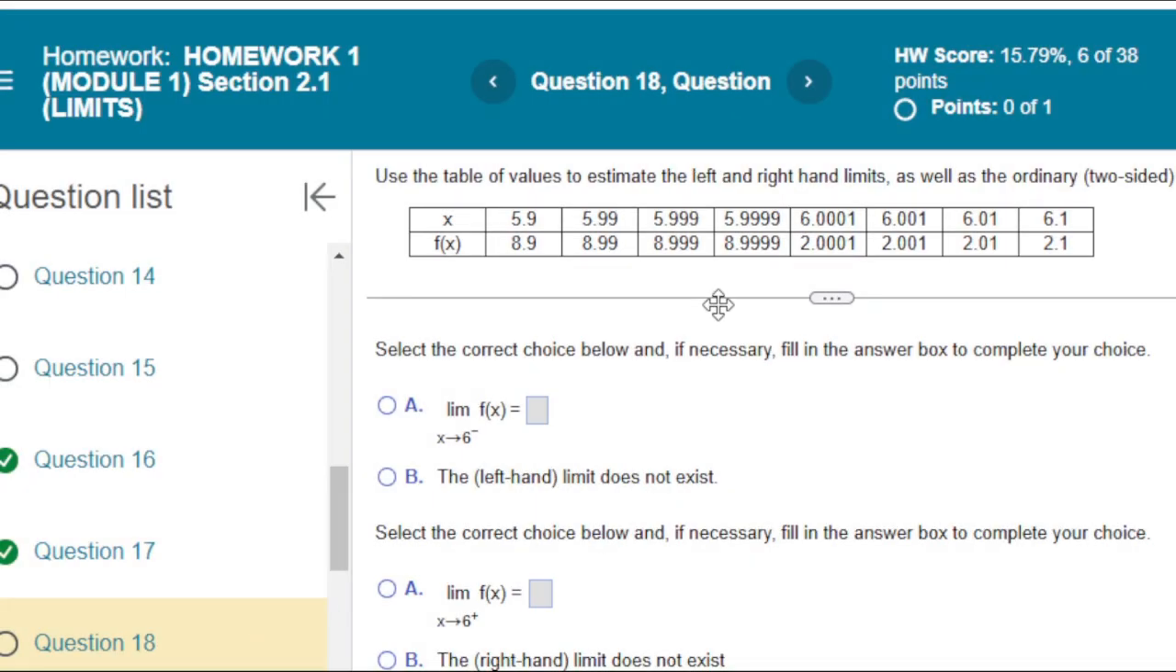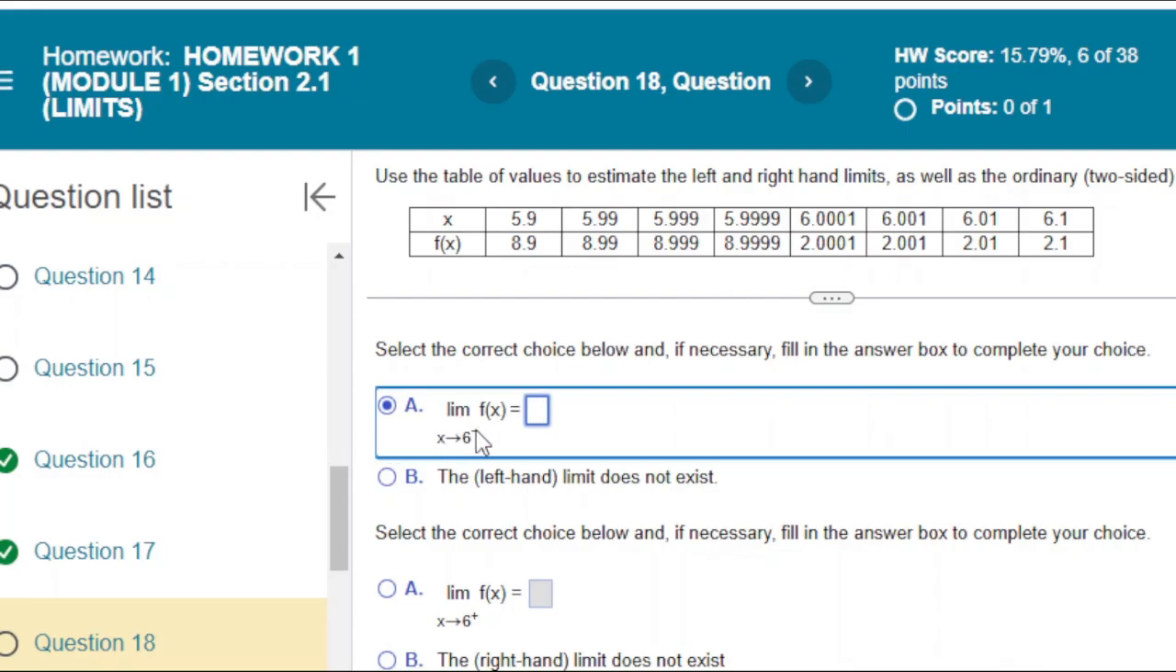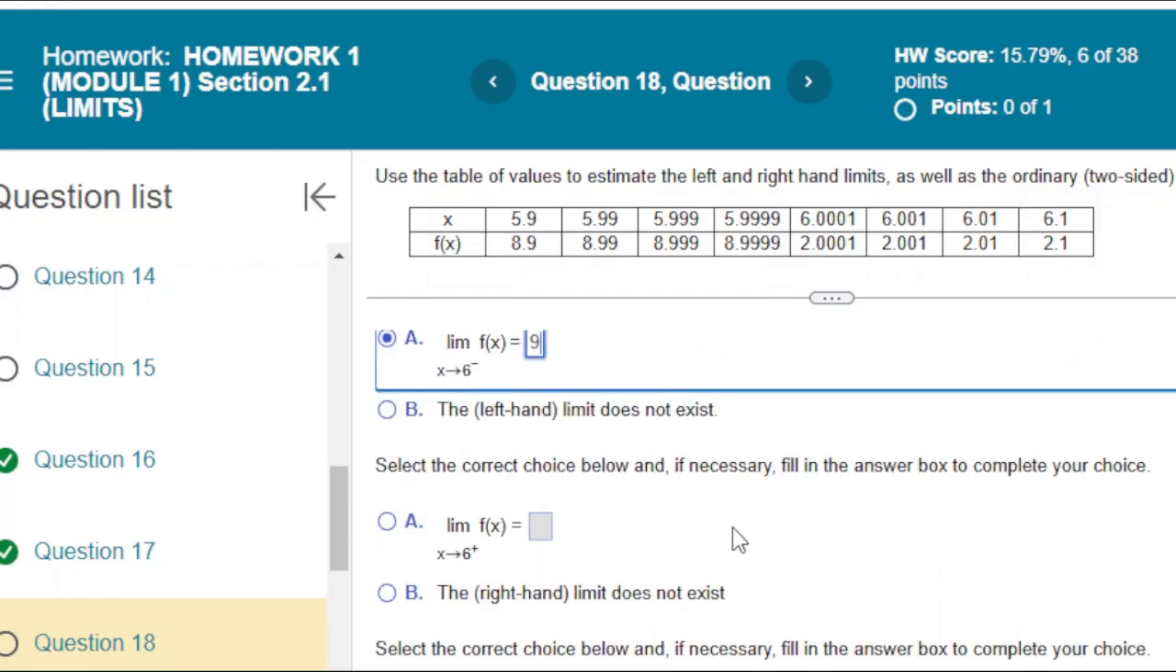Okay, now what about this one here? Notice it's asking us about left and right hand limits. Use the table of values to estimate the left and right hand limits, as well as the ordinary two-sided limit. So notice it's not telling us what we get when we plug in 6, but that doesn't matter. Notice if we plug in numbers a little less than 6, we're getting outputs that are close to 9. But when we plug in numbers a little bigger than 6, we're getting outputs that are close to 2. So as we approach 6 from the left, our limit is going to be 9. So the limit as x approaches 6 from the left. So that negative doesn't mean negative 6. It means positive 6. We're approaching positive 6, but from the left. Okay, so that answer is going to be 9.